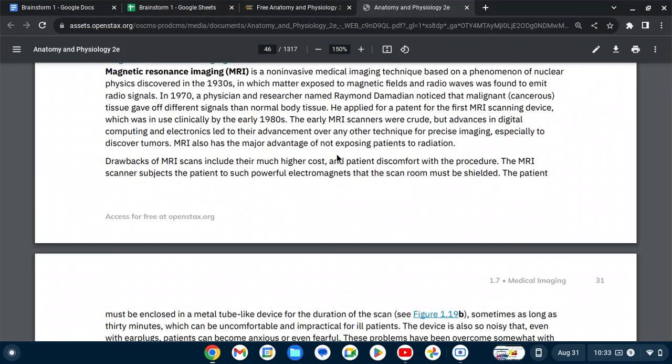Magnetic resonance imaging. Magnetic resonance imaging is a non-invasive medical imaging technique based on a phenomenon of nuclear physics discovered in the 1930s, in which matter exposed to magnetic fields and radio waves was found to emit radio signals. In 1970, a physician and researcher named Raymond Damadian noticed that malignant tissues gave off different signals than normal body tissue. He applied for a patent for the first MRI scanning device, which was in use clinically by the early 1980s. The early MRI scanners were crude, but advances in digital computing and electronics led to their advancement over any other technique for precise imaging, especially to discover tumors.